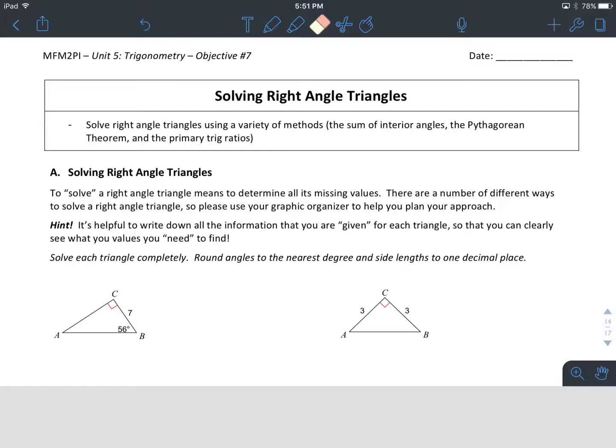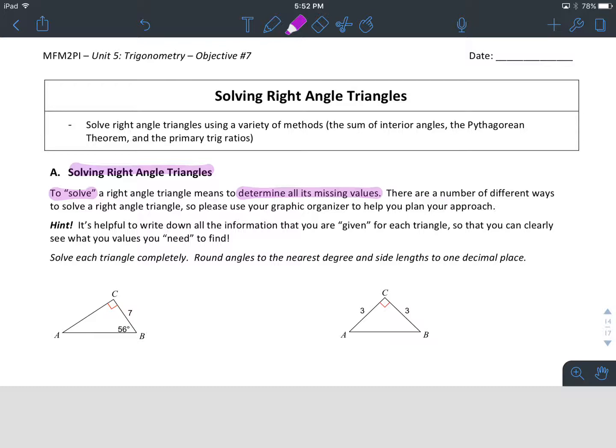So what does that mean? When we're asked to solve a right angle triangle, it means to determine all of its missing values. Determine all its missing values. So when we're given a right angle triangle like this, typically there are going to be 3 pieces of information that we are given, and there'll be another 3 that we need to find or determine. So that's a total of 6 pieces of information, and as I said, you're often given 3.